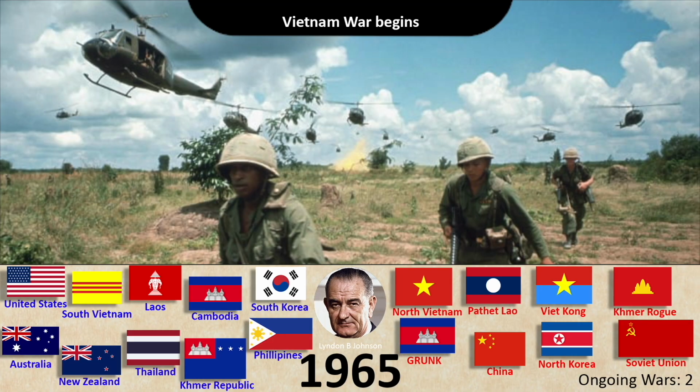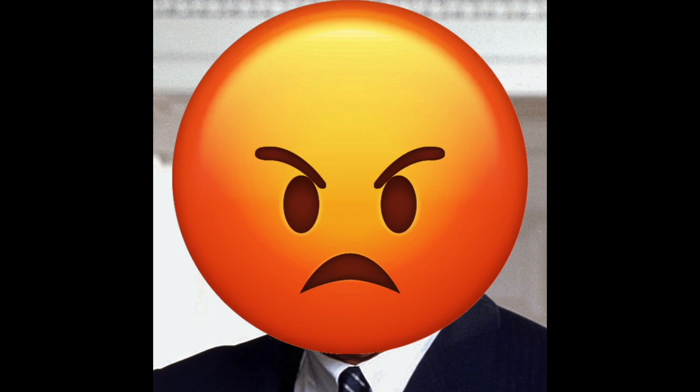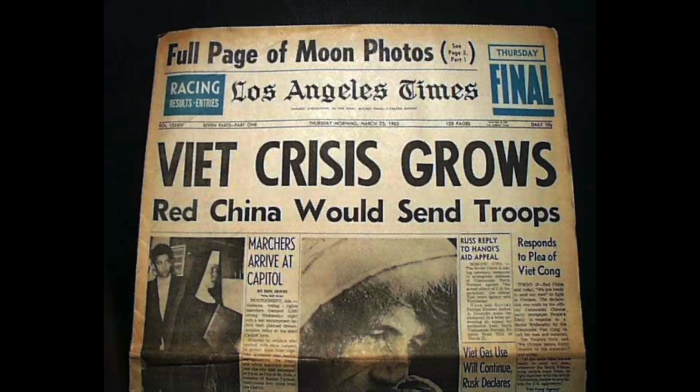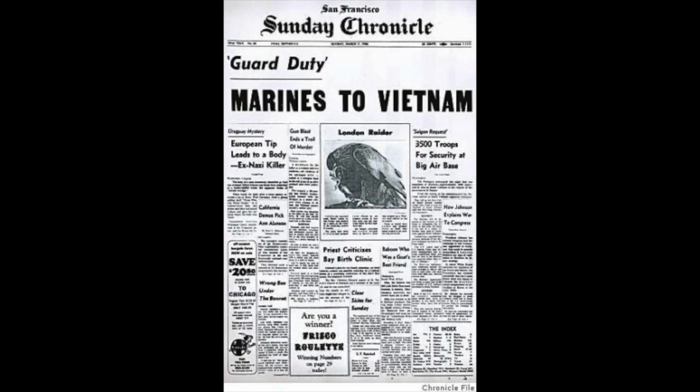Now, the United States decided that it did not like communism, and it did not like other countries like the Soviet Union and the People's Republic of China spreading it. Once it became clear that communism would be a possibility in Vietnam, the United States decided to step in. Yeah, and they just stepped in.